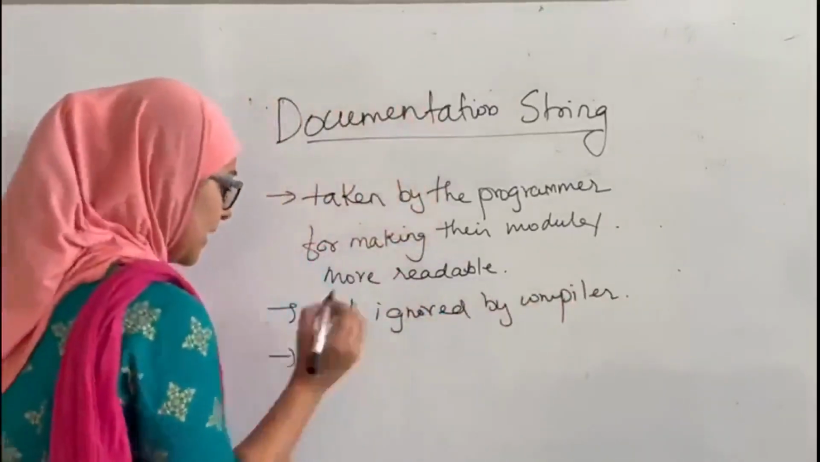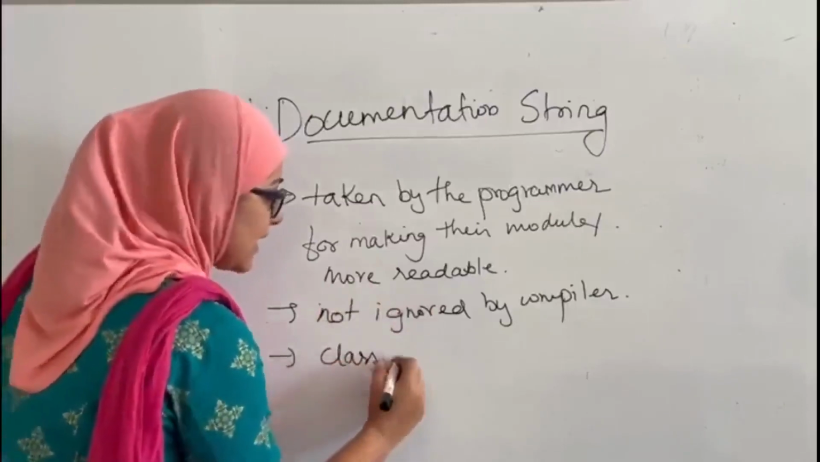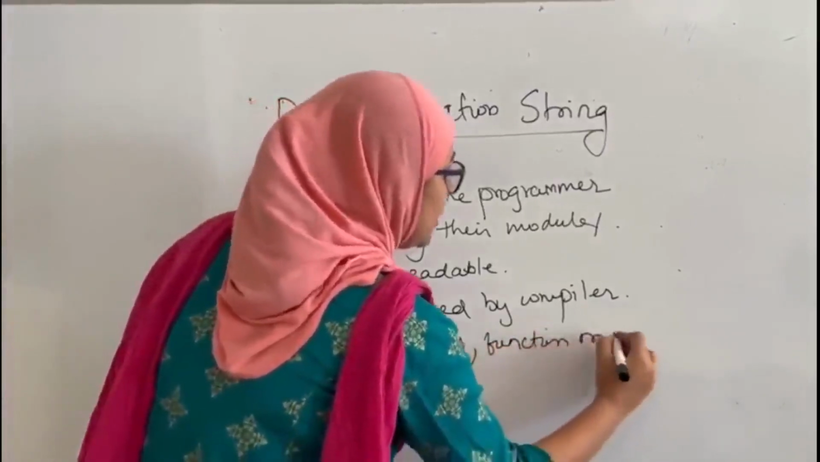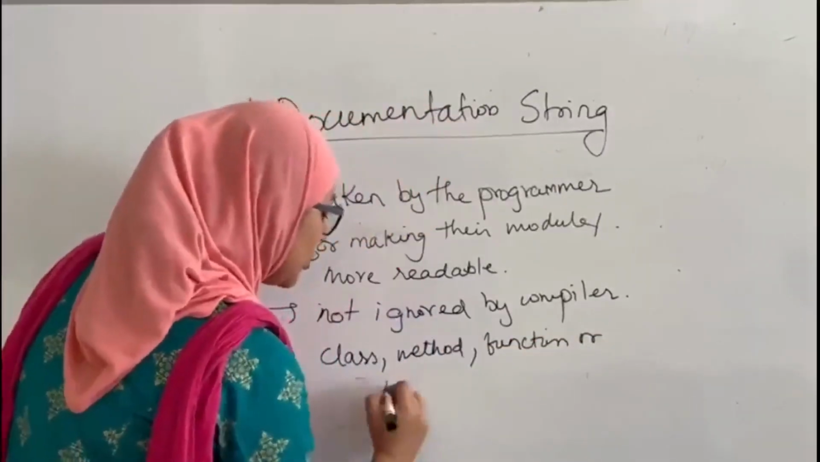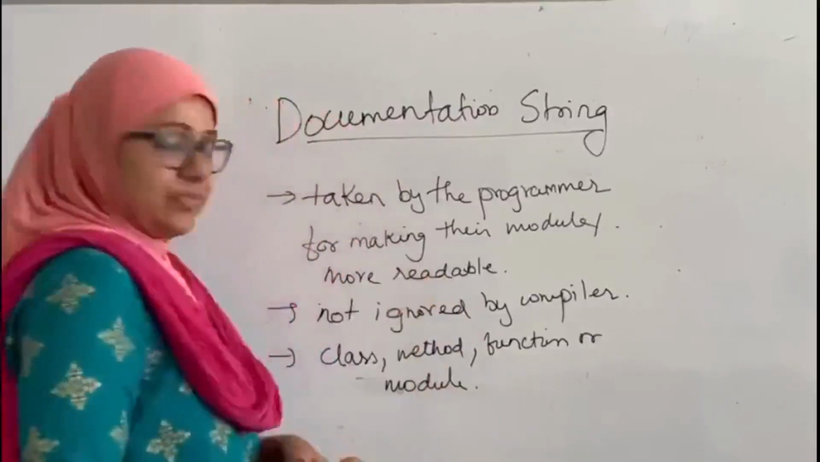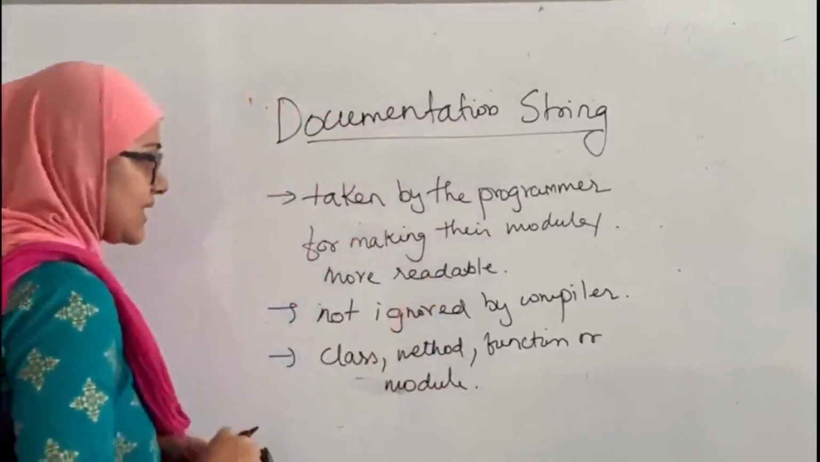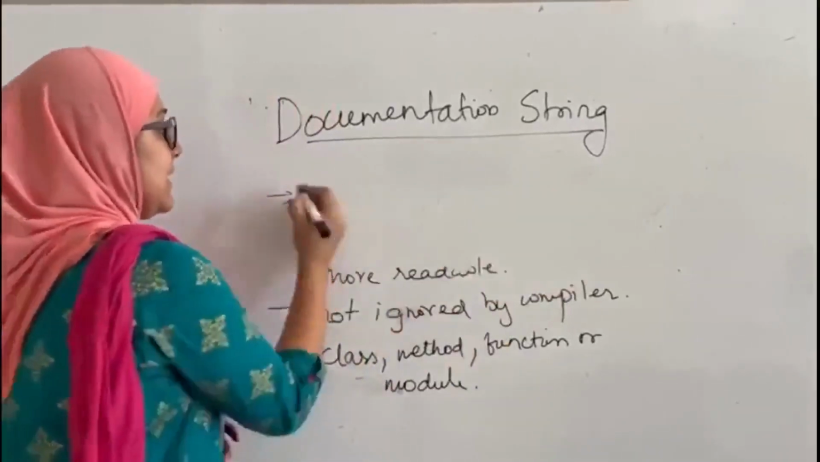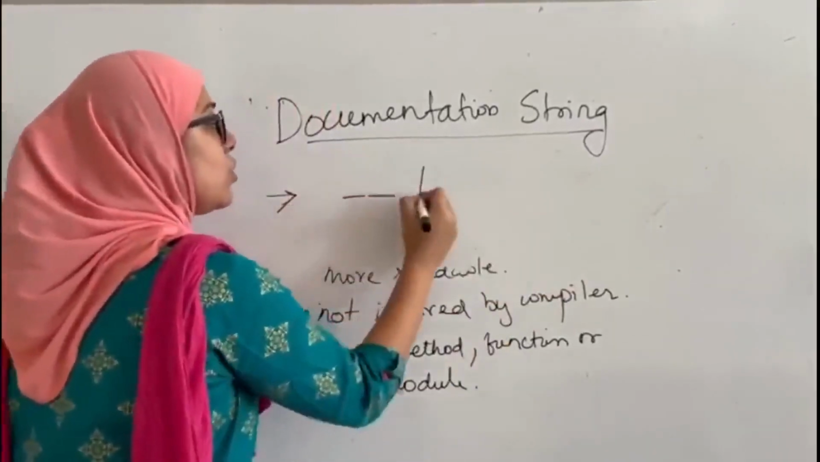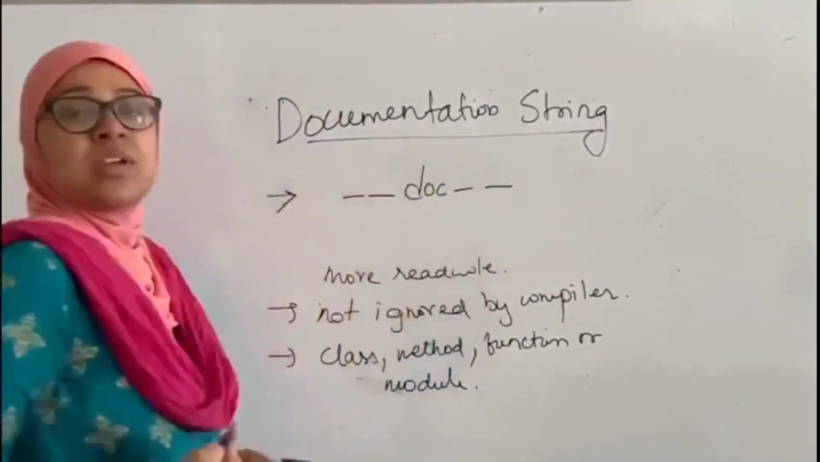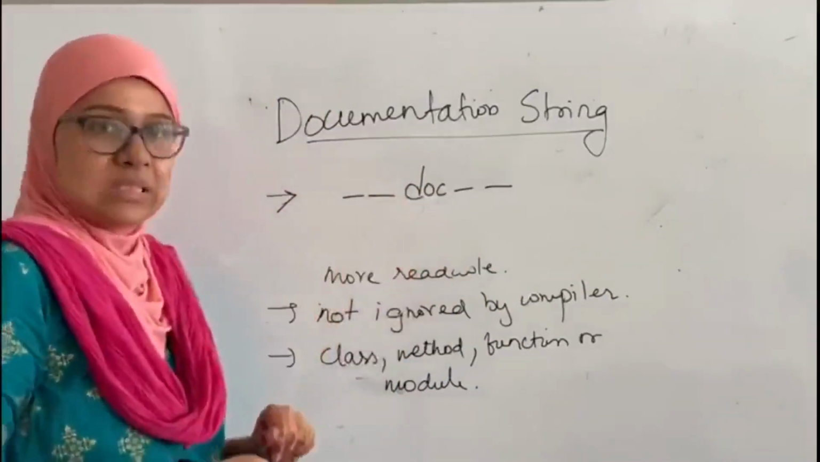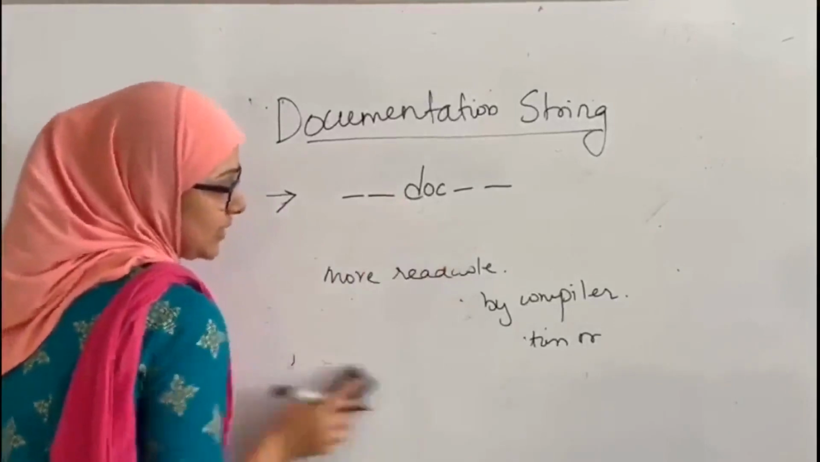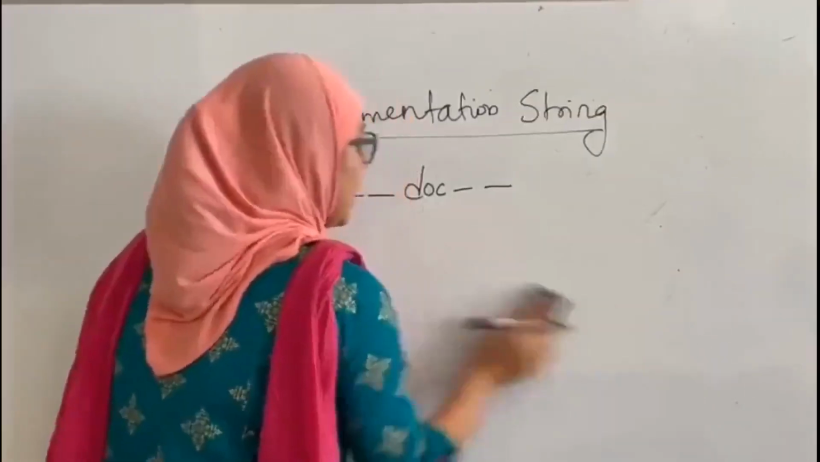It can be used with any class, any method, any function, or any module. The most important thing that we need to understand is it can be accessed by the following syntax, that is underscore underscore doc underscore underscore. It can be accessed only by this. So let's take an example, then you'll understand it much better. These are the 4 points that you need to remember about the documentation string.